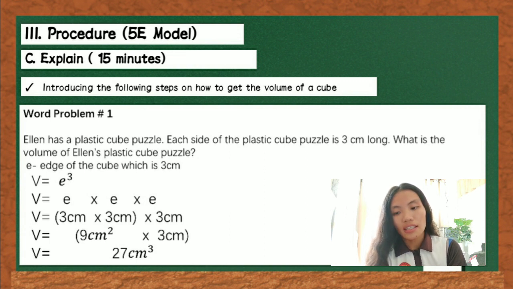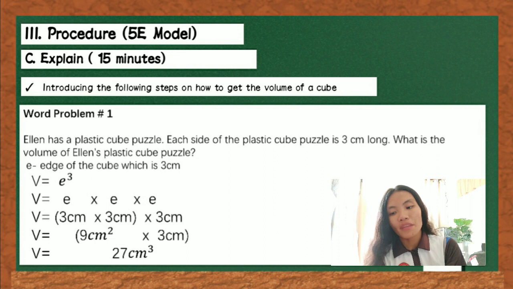So E stands for the edge of the cube, which is 3 centimeters. Volume is equal to E cubed. Again, E stands for edge. So the next step is volume is equal to E times E times E. E cubed means three times the edge. So next, volume is equal to 3 cm times 3 cm times 3 cm, which means the 3 centimeters is used three times.